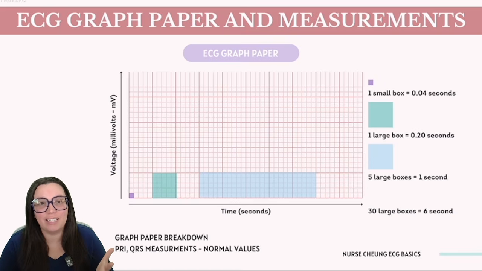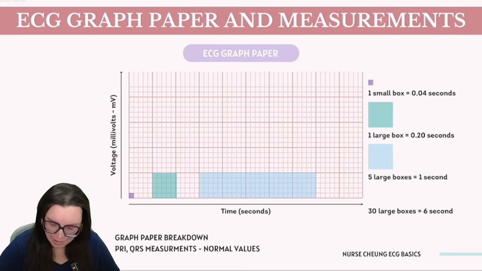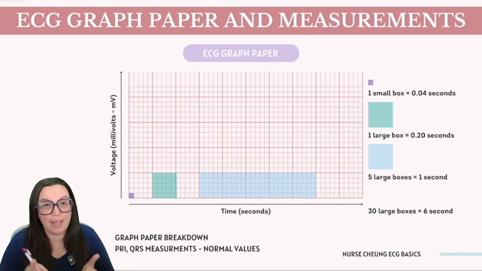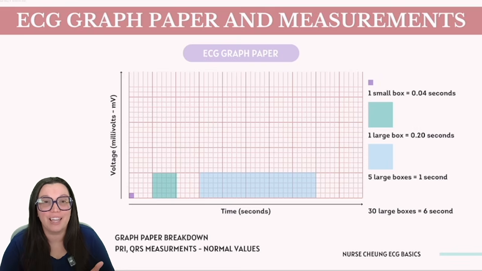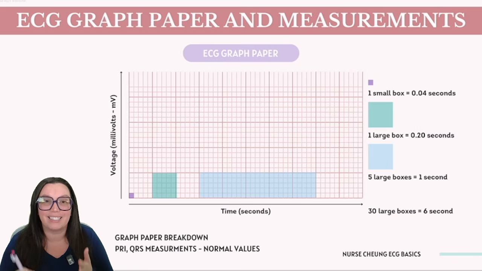And expanding on this, 5 large squares are going to amount to 1 second. So as you can see here, we have 5 large squares in blue. 5 times 0.20 is going to give us 1 second. And this is ultimately going to help us with the timing of cardiac events accurately. Furthermore, whenever we say that we're looking at a 6-second strip, we're ultimately referring to a strip that has 30 large boxes. As you know, 30 large boxes multiplied by 0.20 is going to give us 6 seconds.